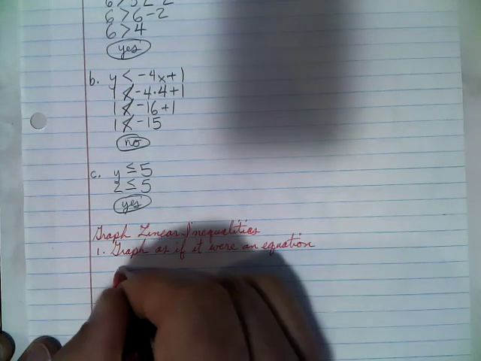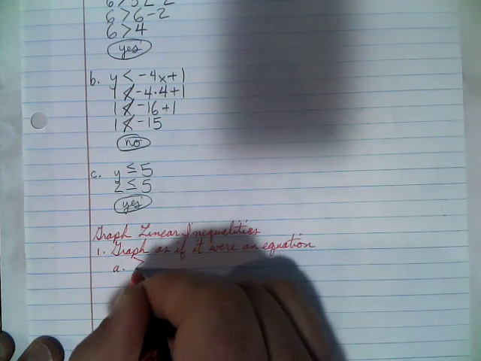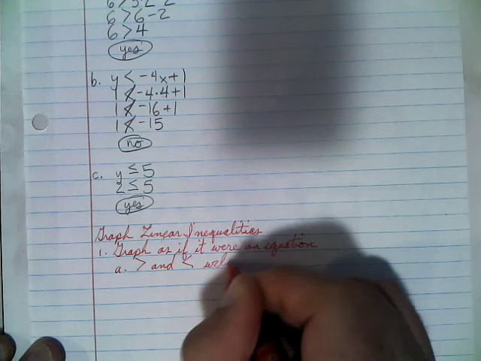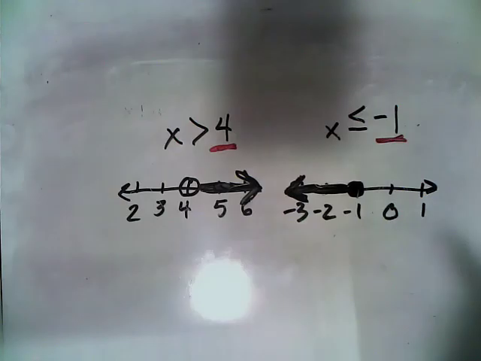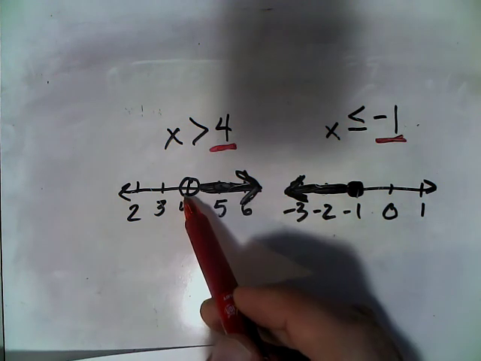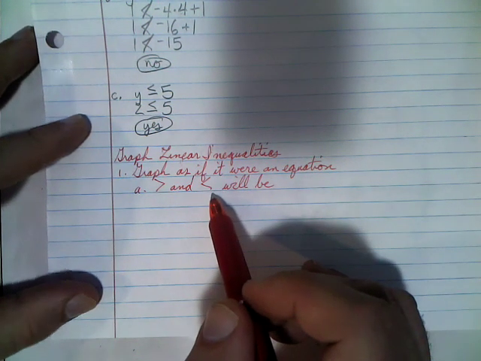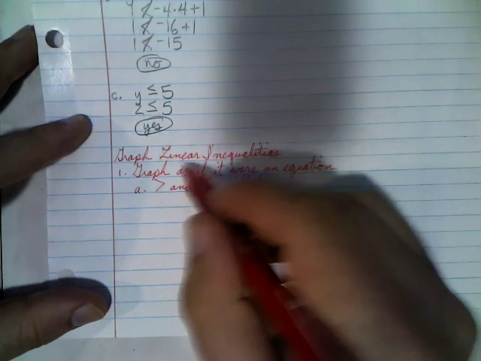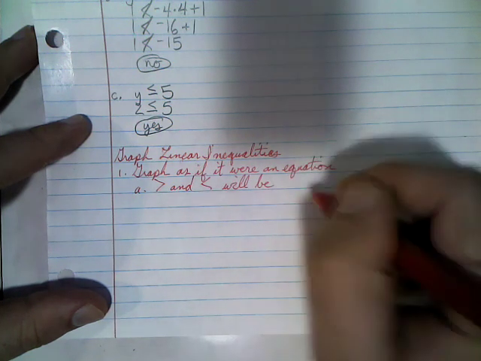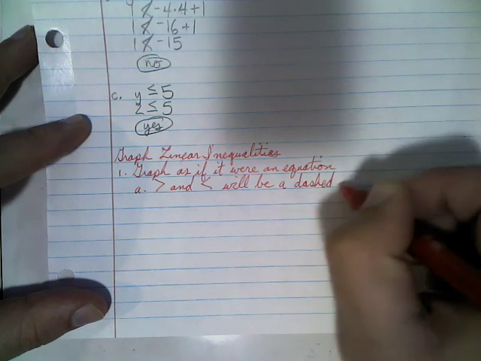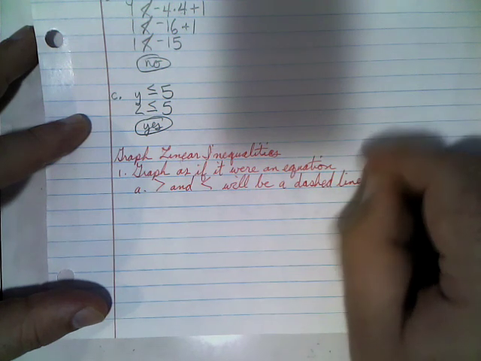So quick note here, a greater than and less than will be, well, just like here, my greater than was an open dot, meaning that it was not included. Well, if it's one of these, it means that our line will not be included. So if the line is not included, then it will be a dashed line.